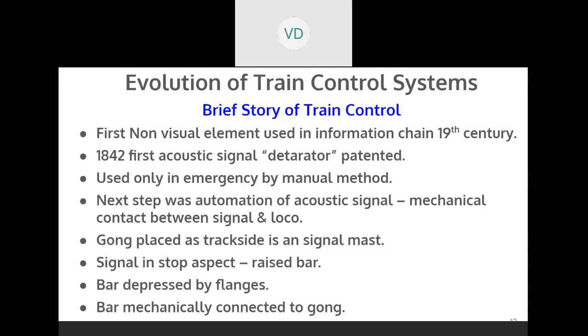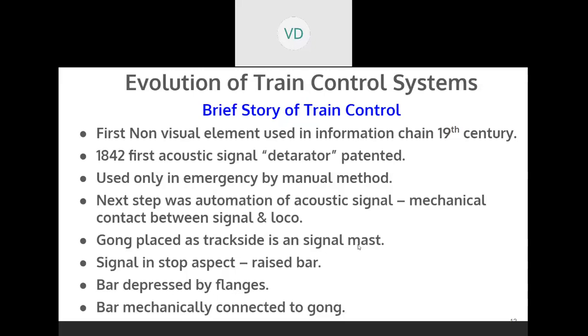Then this was followed by, if we can produce a sound outside, they thought, can we link the sound with the signal? Can we link the sound? When the signal is on only, you will get the sound. When the signal is off, you don't get the signal. So mechanical contact between signal and the device outside was first established.